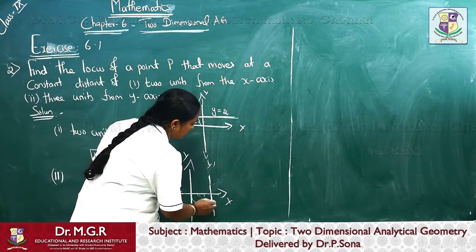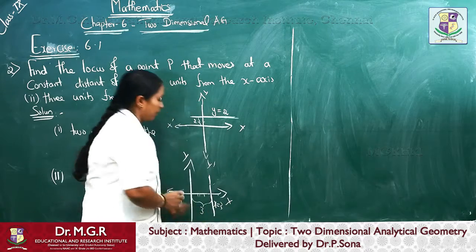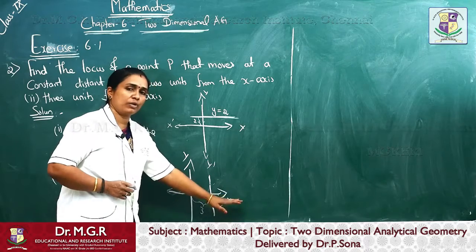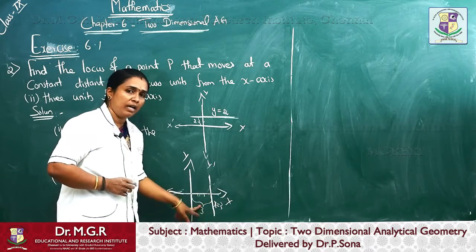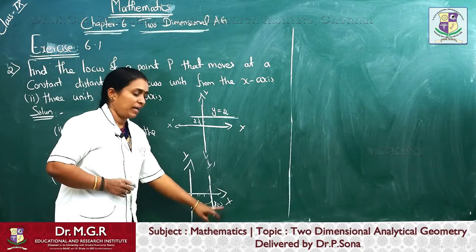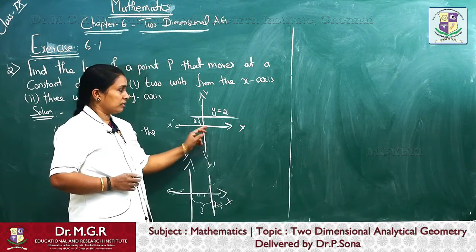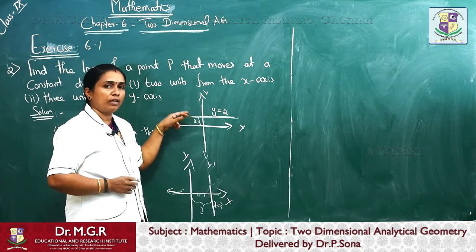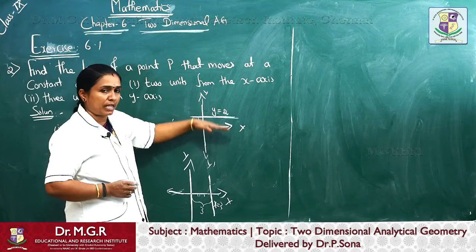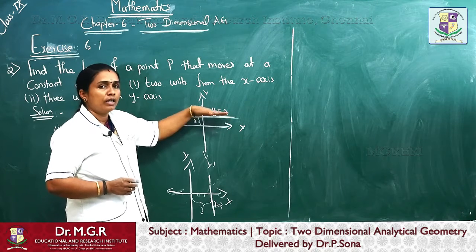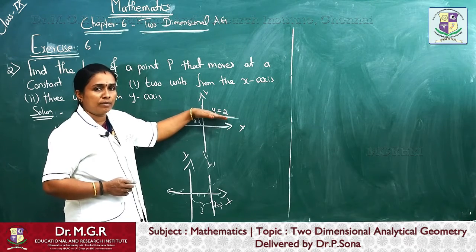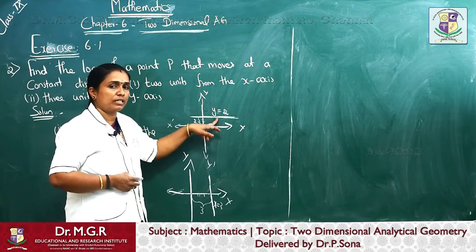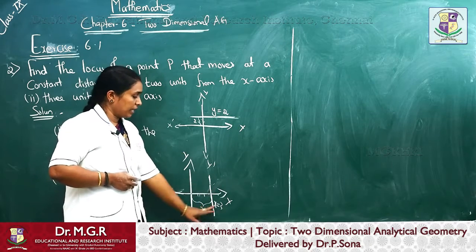So this line represents x is equal to 3, because this is the line which is parallel to the y-axis. We have to represent it by the formula x is equal to a. Here the distance is 3, so we represent this line by x is equal to 3. Similarly, here it is 2 units from the x-axis, so it is parallel to the x-axis. We have to represent this by the general formula y is equal to b. Here the distance is 2, so we represent it as y is equal to 2, and here x is equal to 3.